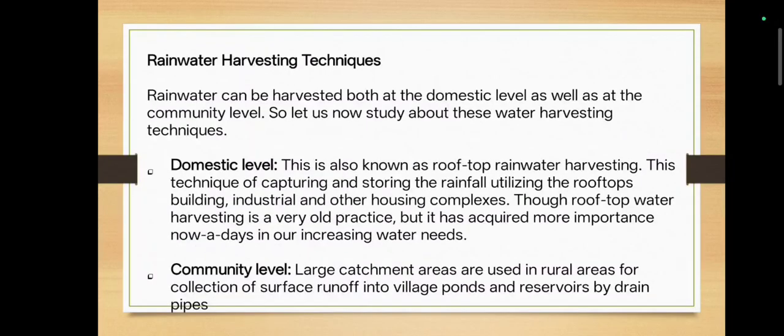Rainwater harvesting techniques. Rainwater can be harvested both at the domestic level as well as the community level. So let us now study about these water harvesting techniques. At the domestic level, rooftop harvesting is common, while at the community level, large catchments and village ponds are used. This is an inexpensive and eco-friendly method, and it is vital for sustainable water management.